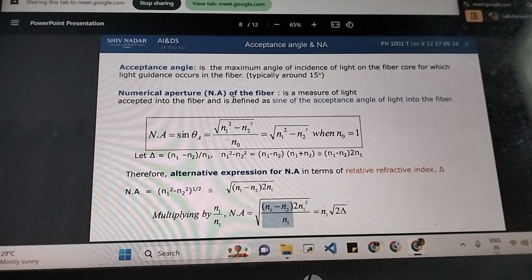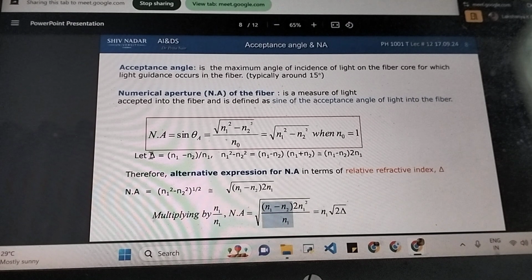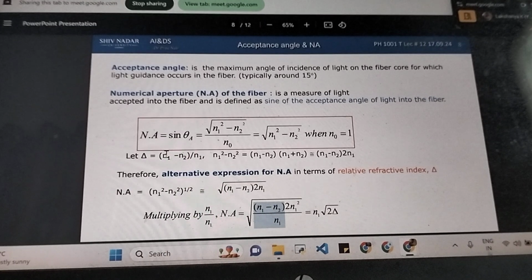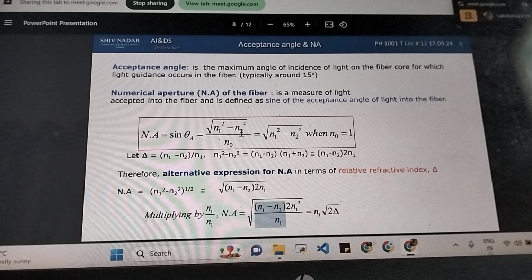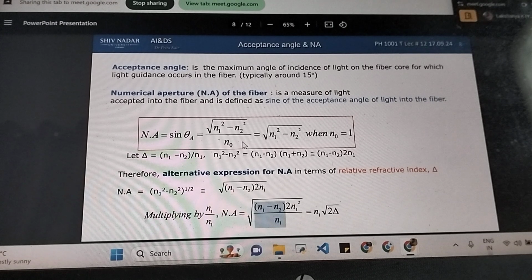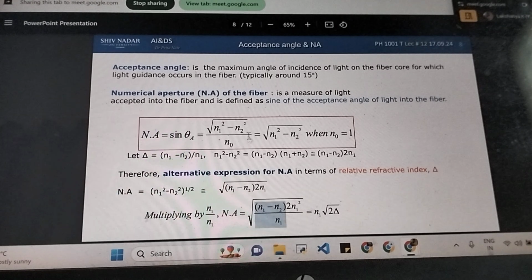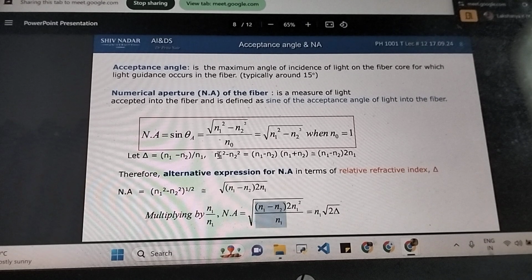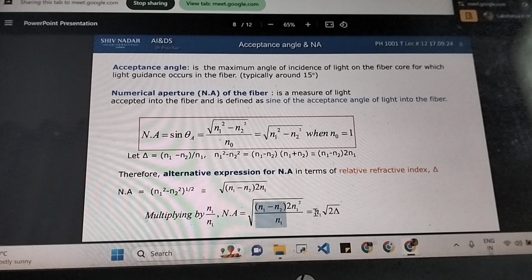So a quick recap of what we did here. We assumed delta equals n1 minus n2 upon n1, and we started with the existing formula for numerical aperture. We wanted to derive something in terms of n1 and delta, meaning something which does not involve n2. So we split n1 squared minus n2 squared as n1 minus n2 into n1 plus n2. We assumed this to be equal to 2n1. Then the expression for numerical aperture became this. We multiplied and divided by n1, and on simplification, it became n1 times root of 2 delta.